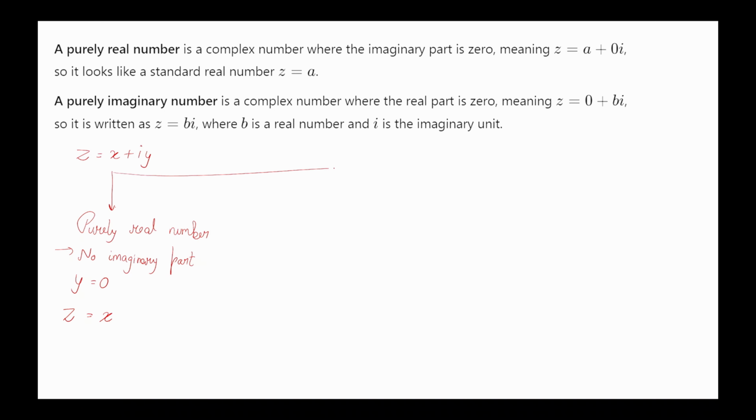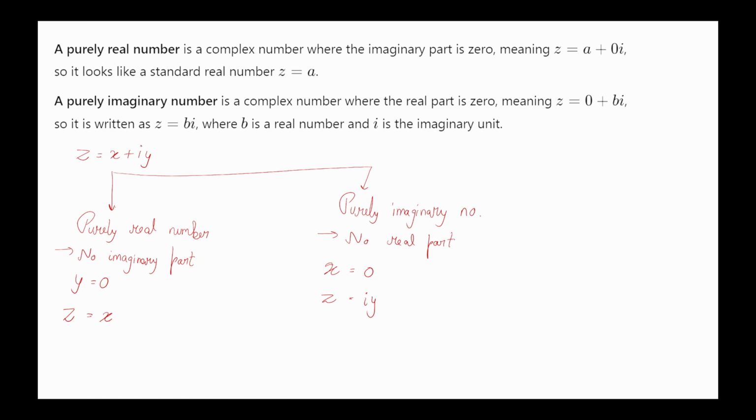Now the other type of complex number is the purely imaginary number. What is a purely imaginary number? One where I would have no real part in it. So basically what I'm saying is my x is equal to 0. If my x is equal to 0, that means my z becomes iota y. So I have only the imaginary part in this number.